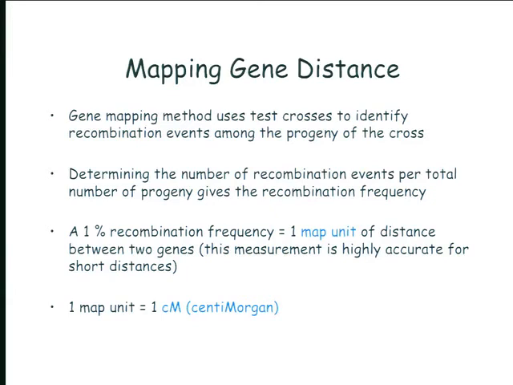So 1% recombination frequency, we then consider equal to 1 map unit of distance between the two genes, because the map units on a chromosome are arbitrary. This measurement is highly accurate for short distances between two genes. It's less accurate for slightly longer distances, and I'll show you why. And 1 map unit has been renamed 1 centimorgan after the very famous geneticist Thomas Hunt Morgan, who was one of the pioneering fly geneticists at Columbia University and was one of the first people to establish how this could be used for mapping different order of gene combinations.